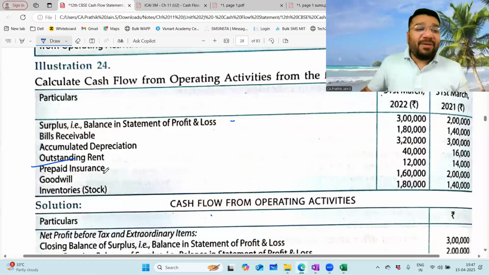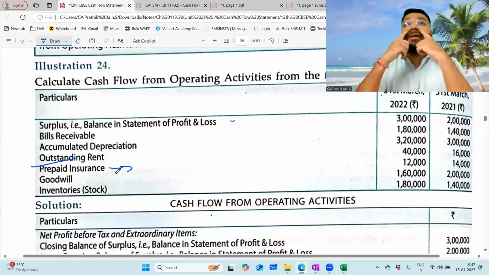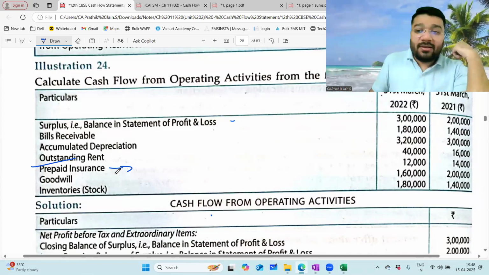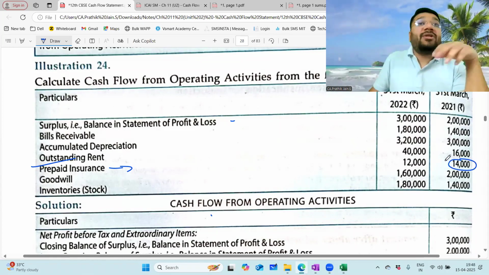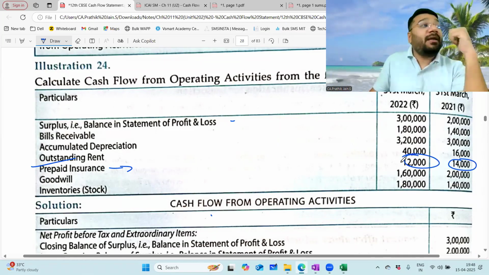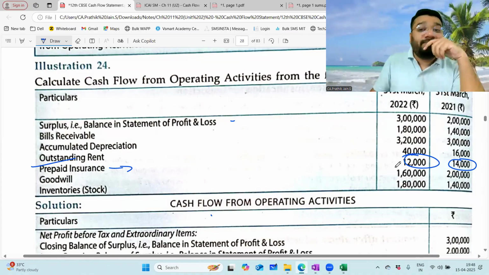Okay, now prepaid insurance. Prepaid means what? Insurance money paid in advance. Paid in advance. 14,000 rupees prepaid insurance at the beginning, they're telling. 12,000 rupees prepaid insurance in the current year, they're telling. What does it mean?